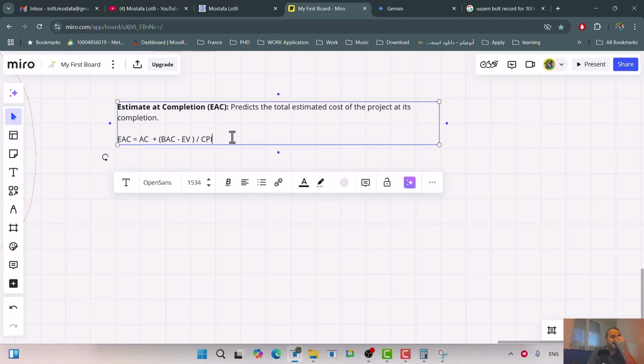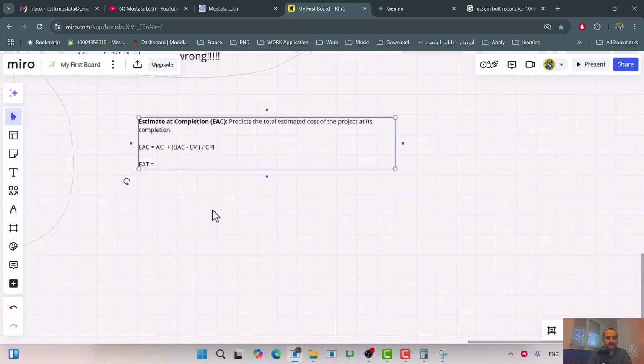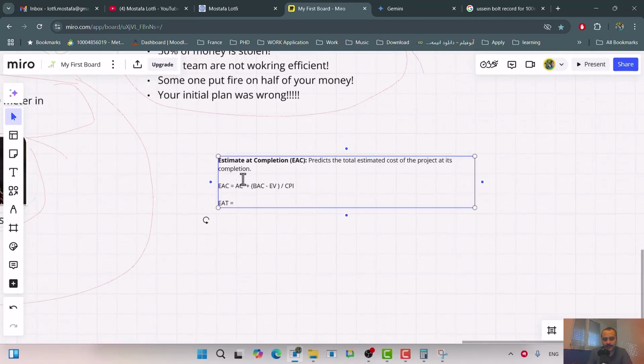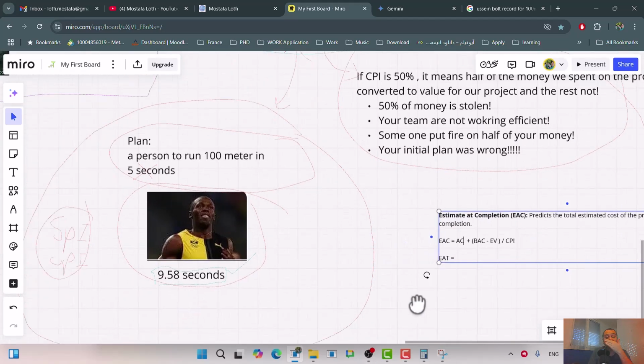Okay, let me calculate. EAC, or estimate at completion, is trying to predict how much this project is going to cost based on your current progress and based on your performance. Okay, that's what it's saying. In our example, AC is your actual cost, right? In our example, how much was our AC?